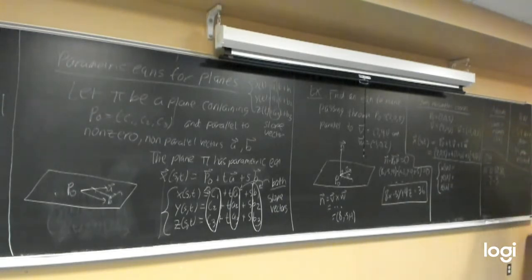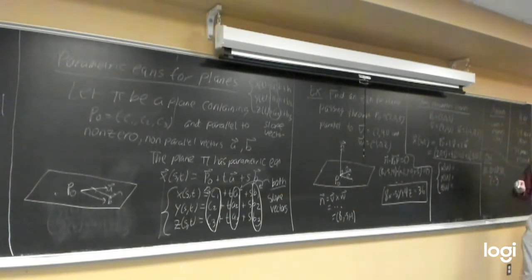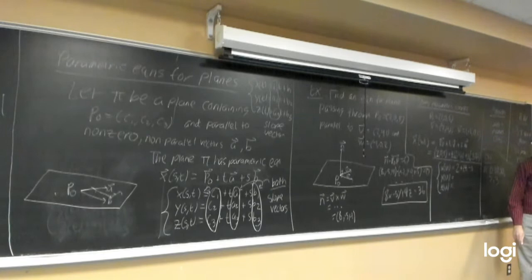Yeah. 2 plus 2t minus s. We'll have a 2 plus 2t plus s times negative 1, or minus s. I like it. So here's a 2 plus 2t minus s. How about for our y coordinate?